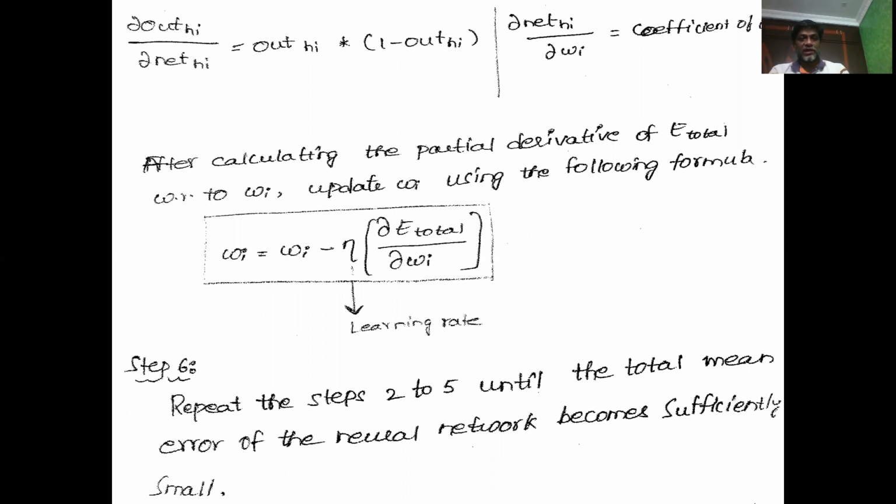Finally, the last step of our algorithm is we need to repeat steps 2 to 5 until the total mean error of the neural network becomes sufficiently small. You need to understand this point. When you say that it is sufficiently small, it depends on the corresponding application we are using. That means based on the problem at hand for designing the neural network, this varies.